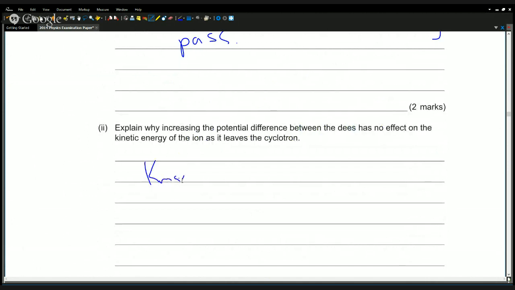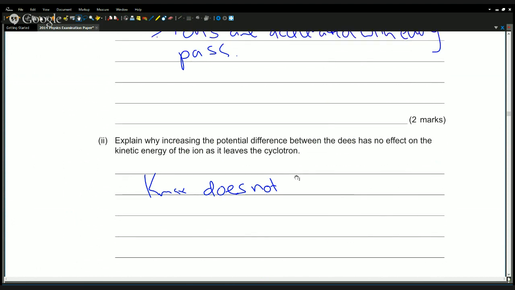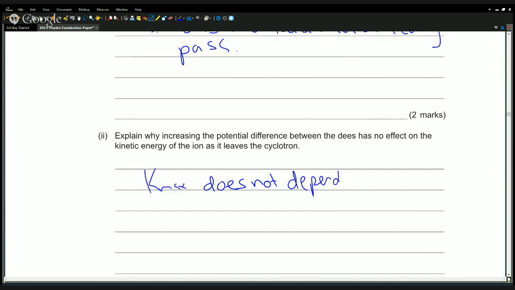K max is not, or does not depend, or is independent of delta V. K max does not depend on delta V. Or, more to the point, it's dependent upon R and a few other things.